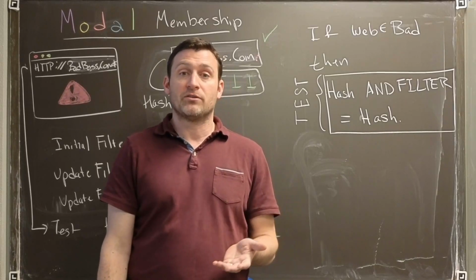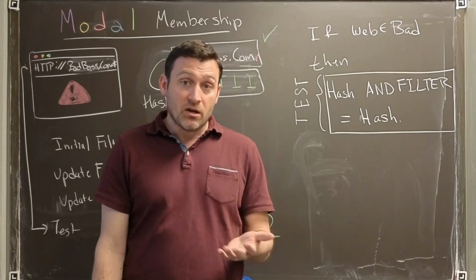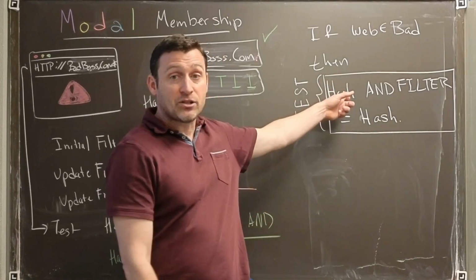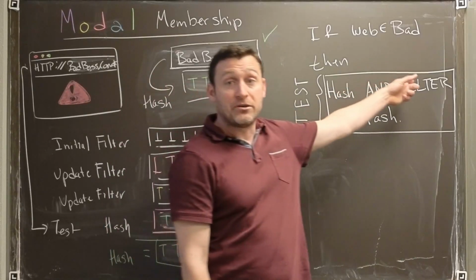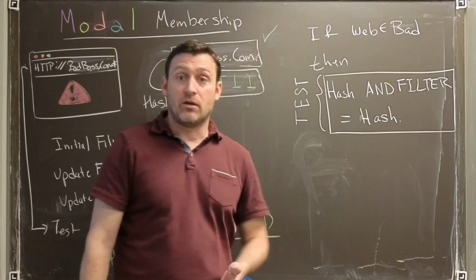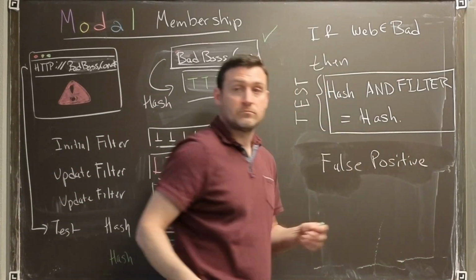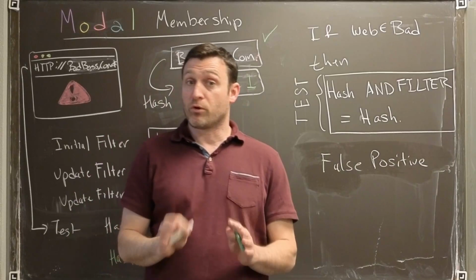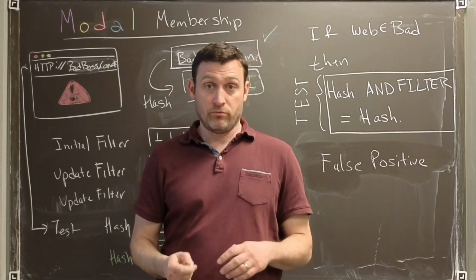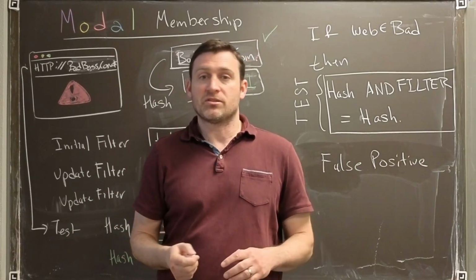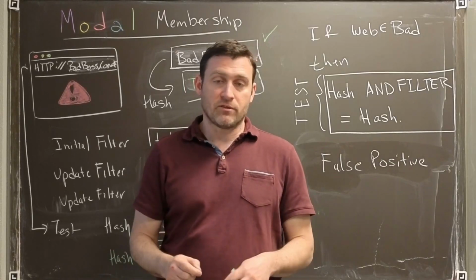What the browser will now do is trigger a warning, because this is a situation where the hash of badboss.com and with the filter turned out to equal the hash. This is what's known as a false positive. We have detected a web page which is perfectly fine, but warned the user that it could be malicious. Probably this is the right thing to do. Better to be safe than sorry.